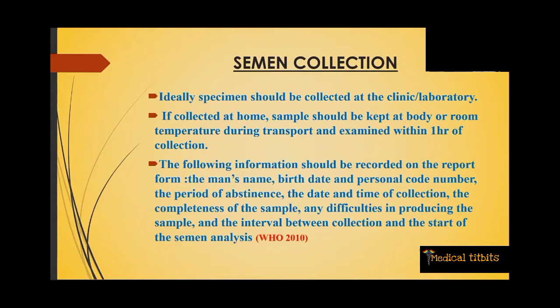And the following information should be recorded in the form, as well as on the sample collection container. 2 unique identification numbers should be there, including the man's name, date of birth, and the hospital number. You can use any 2 of them minimum.